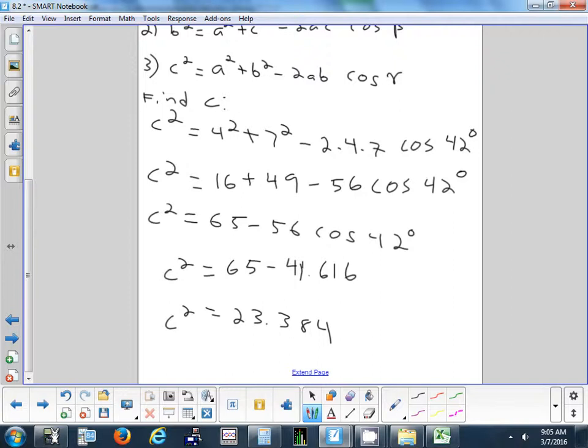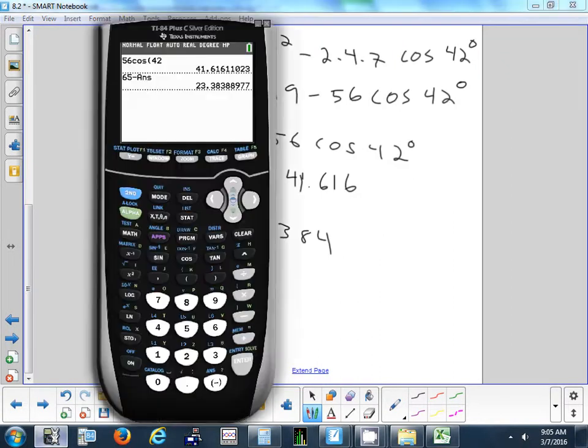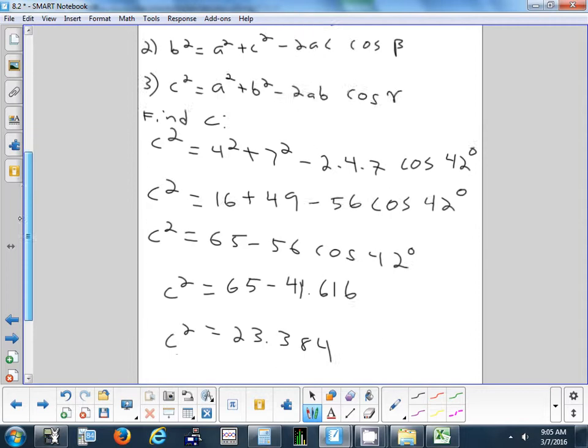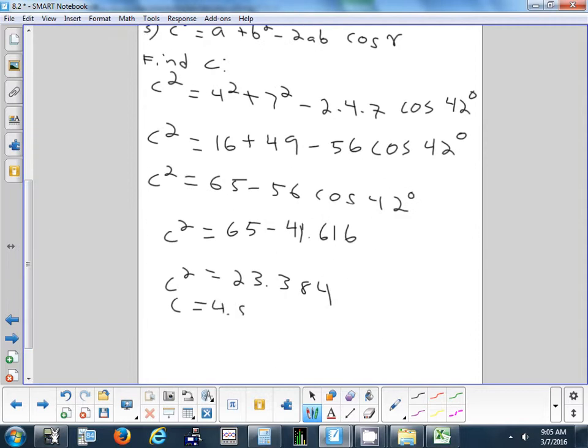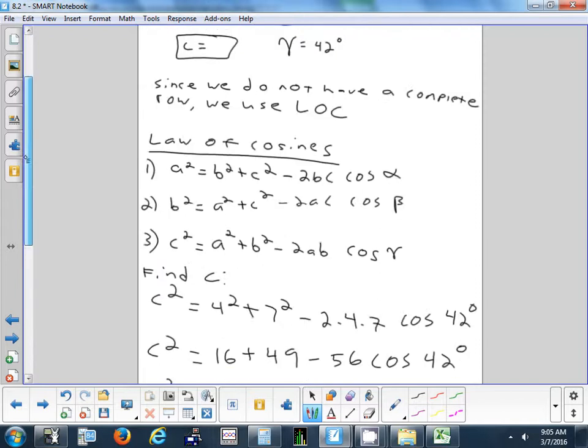Right, now that's not C, that's C squared. So take the square root of that. It's a little less than 5, 4.836. And again, it looks like a lot of steps, but many of these we could have done in our head. And the next time we go through, I can do some of them in our head as we go.